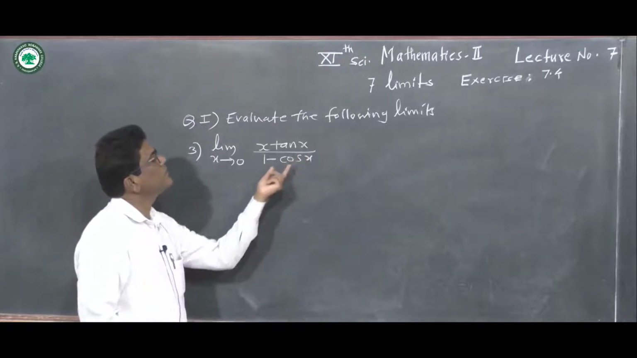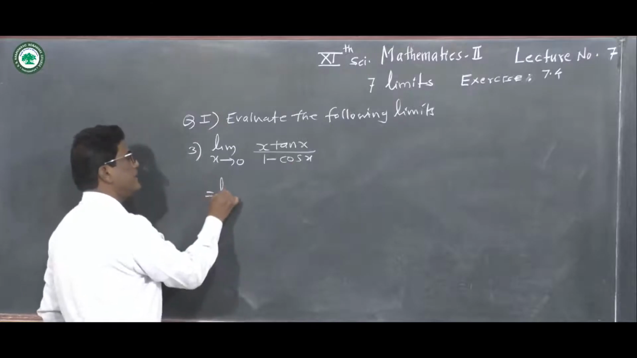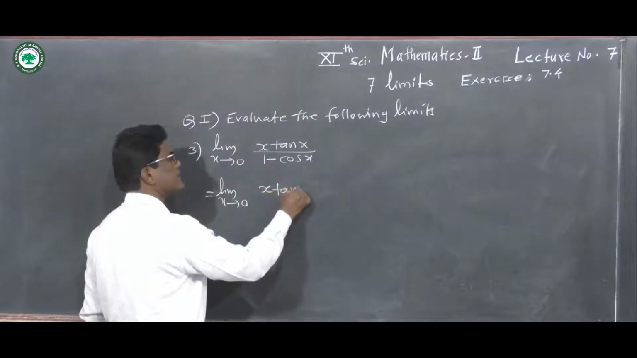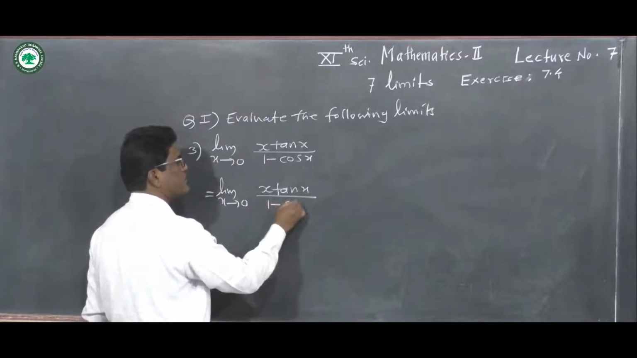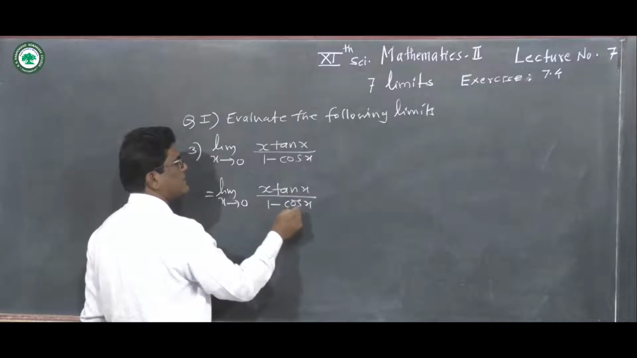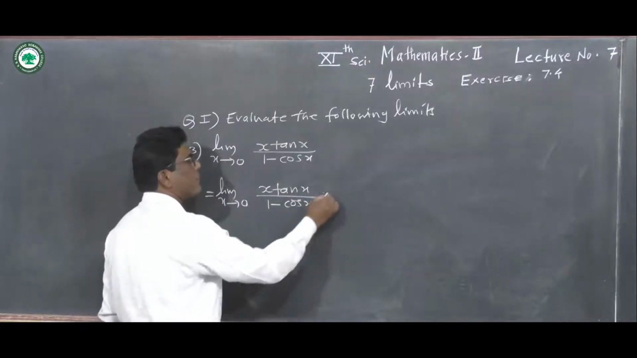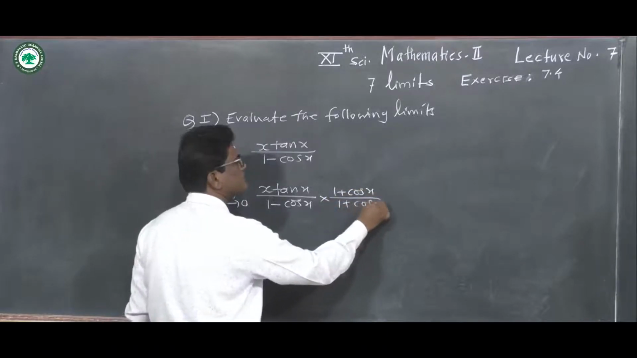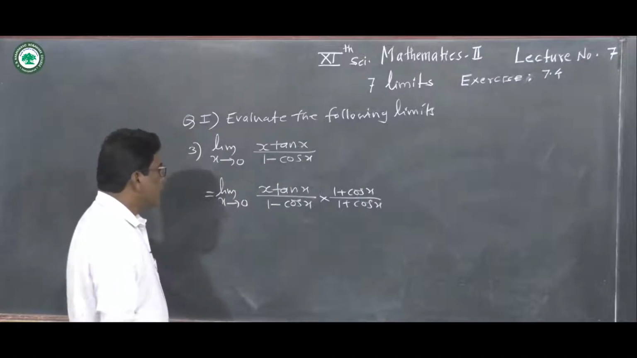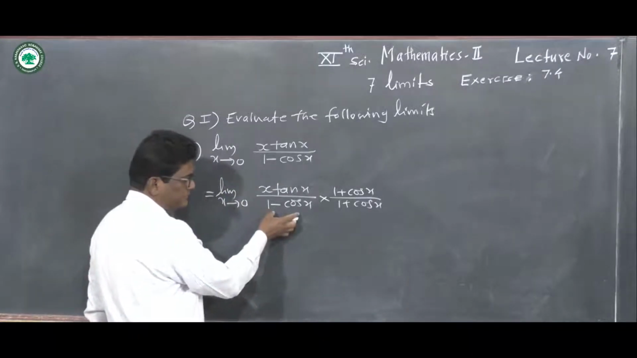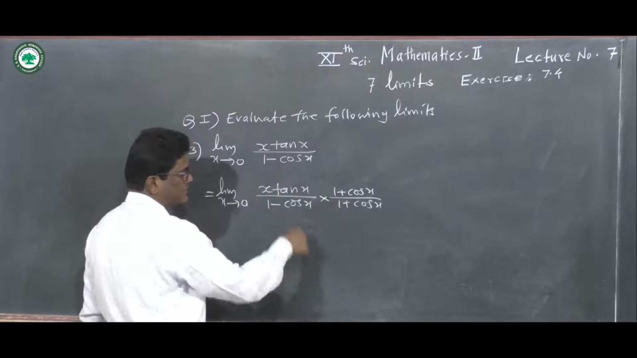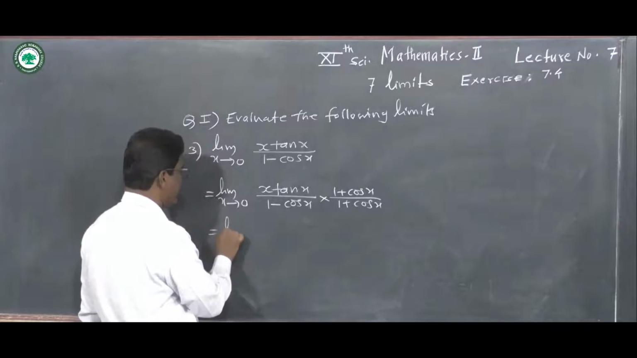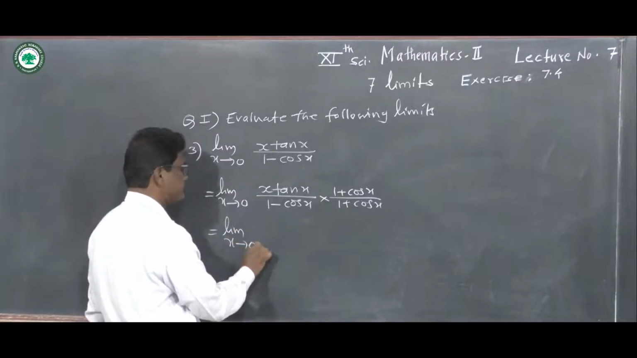We rationalize this denominator. Here, limit as x tends to 0 of x tan x upon 1 minus cos x as it is, and we multiply by 1 plus cos x divided by 1 plus cos x. Now in the denominator these are conjugates, so 1 minus cos x into 1 plus cos x. Use the formula.